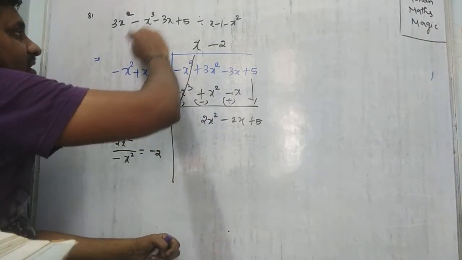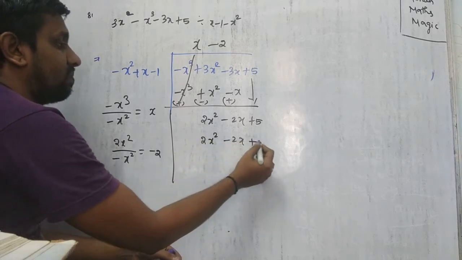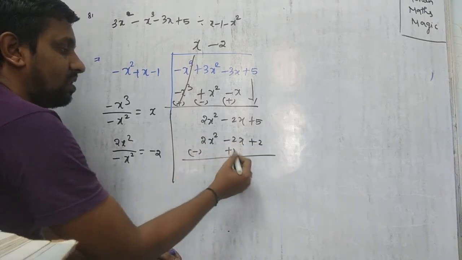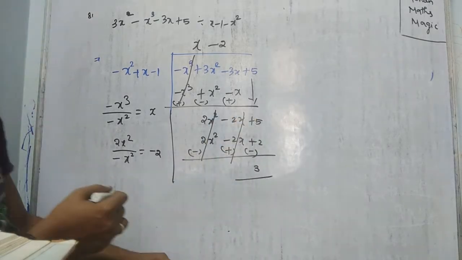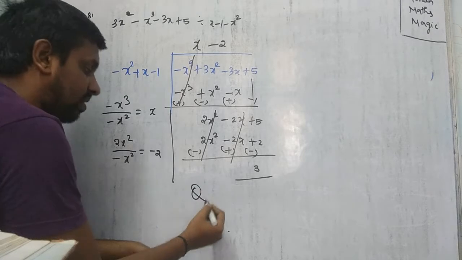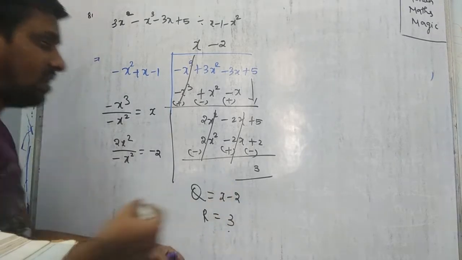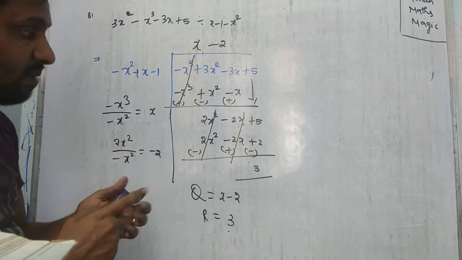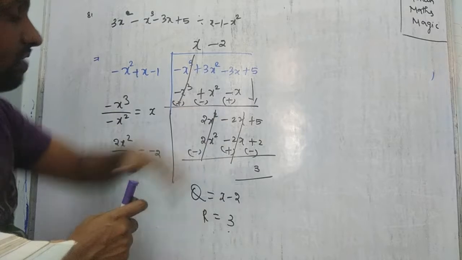Now multiply minus x square into minus 2: 2x square minus 2x plus 2. Change the symbol, cancel it. I got remainder 3. Textbook also remainder 3. Final step: quotient equal to x minus 2, remainder equal to 3. I'm repeating for the third time: if the remainder is 0, find the other zeros. Equate the quotient equal to 0.